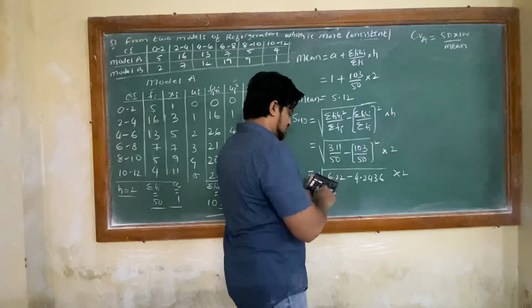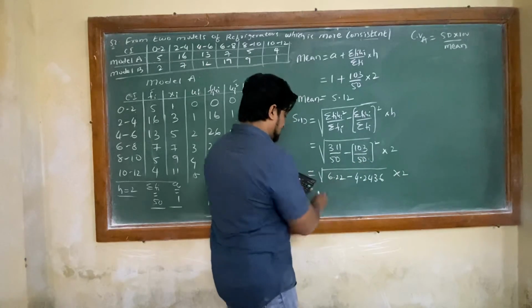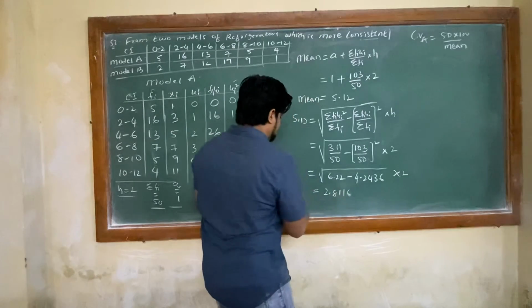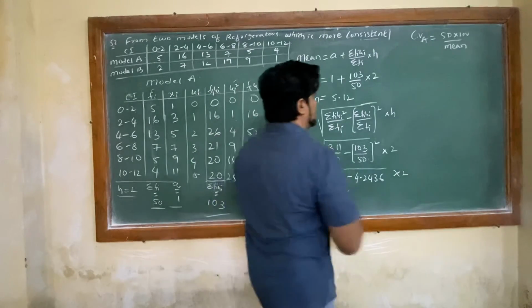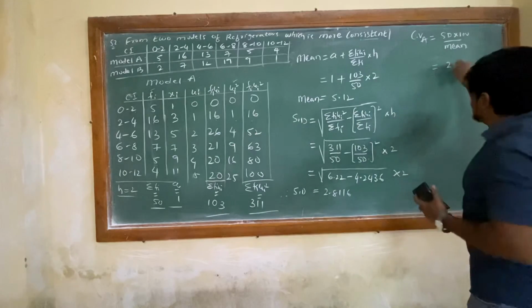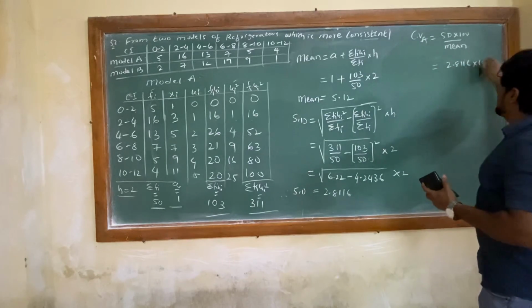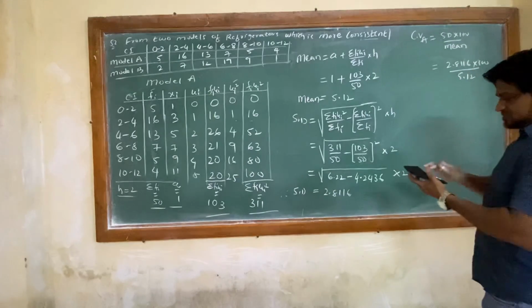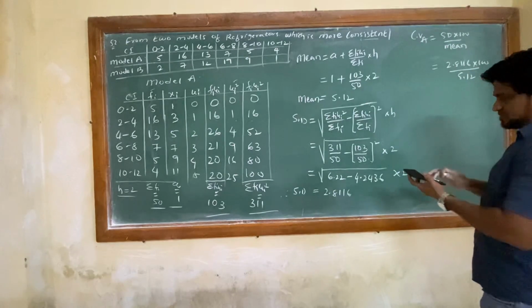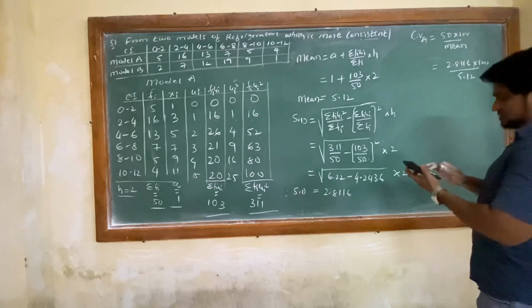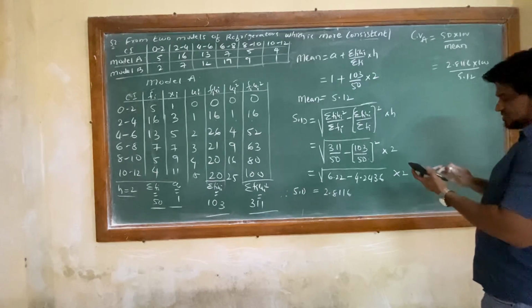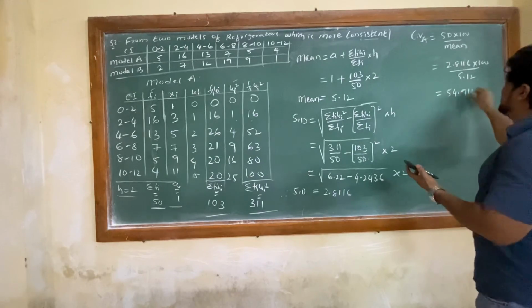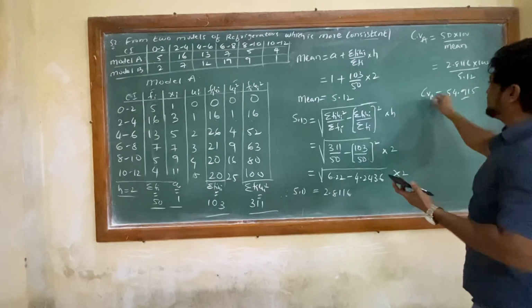Multiply by 2. So the answer is 2.8116. This is the standard deviation. Now we have standard deviation into 100 divided by mean. The mean value is 5.12. So we get 54.915. This is the coefficient of variance of A.